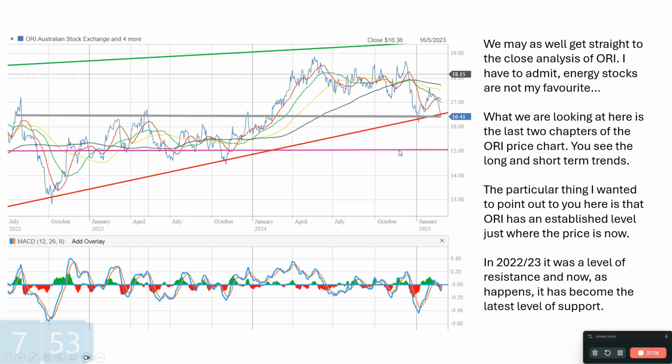You also have the long-term level of support, and you can see that the stock has achieved a level above that long-term level of support. But what you also see is this grey line. What this grey line is meant to indicate is the phenomenon that we observe where levels of resistance become levels of support.